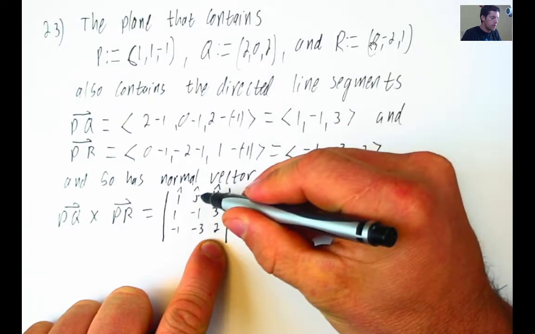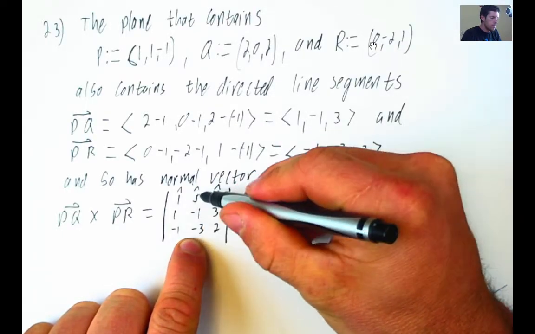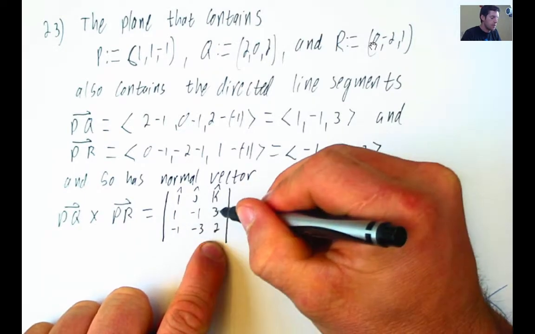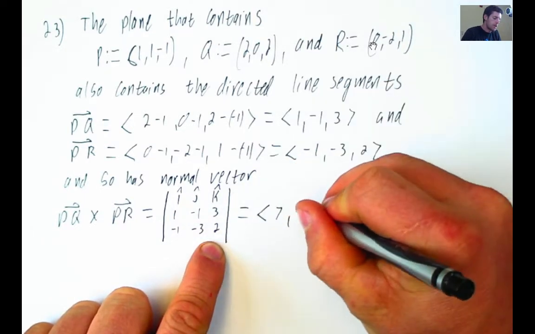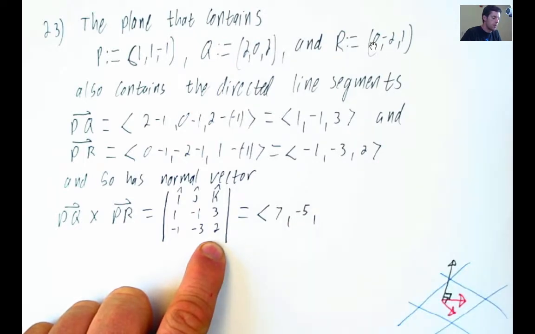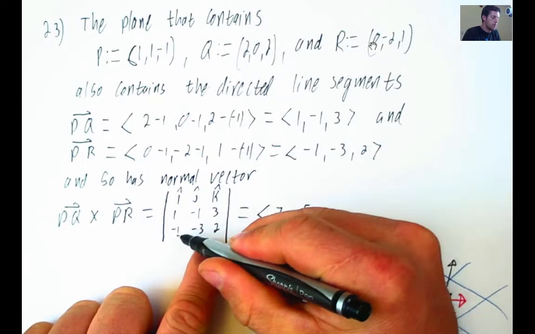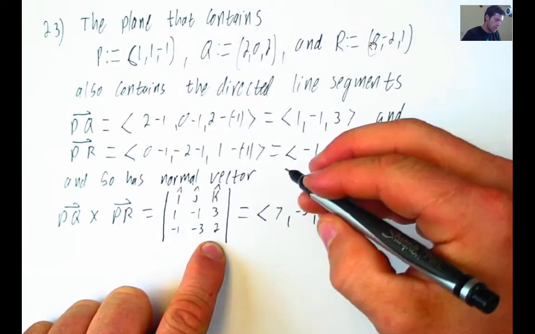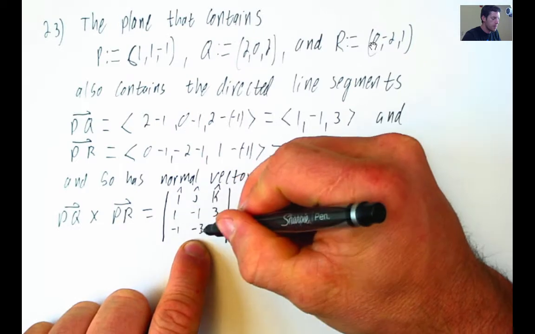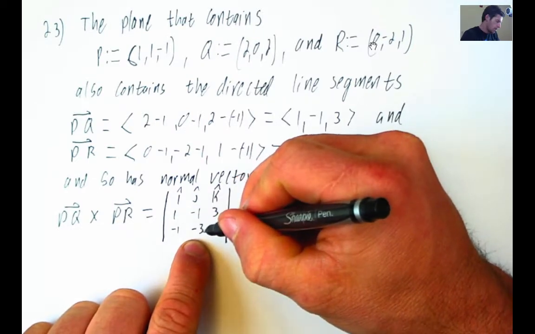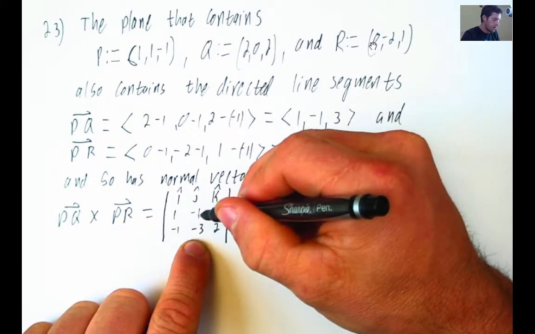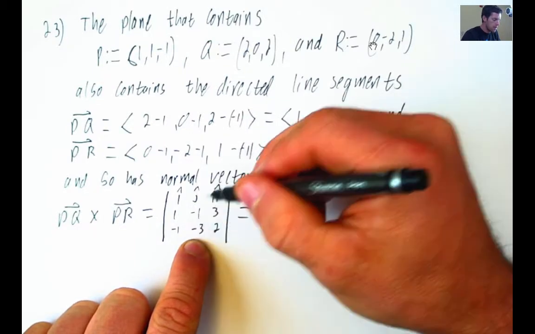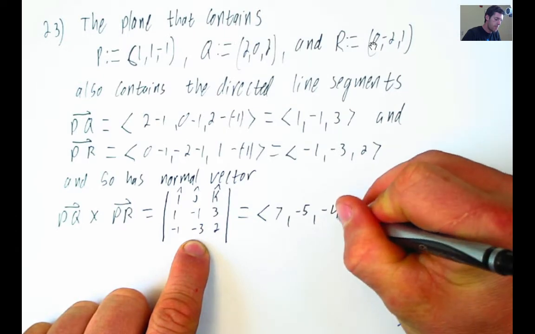Next, I ignore the row and column containing j, and I have 1 times 2 minus -1 times 3, that's 5, but I am always supposed to put an extra negative sign in that middle component. So 1 times 2 minus -1 times 3, that's 5, I put a negative sign, good, just double checking myself. Okay, 1 times -3, that's -3, minus -1 times -1, that's 3 minus signs, so overall -1, so -3 minus 1 is -4.